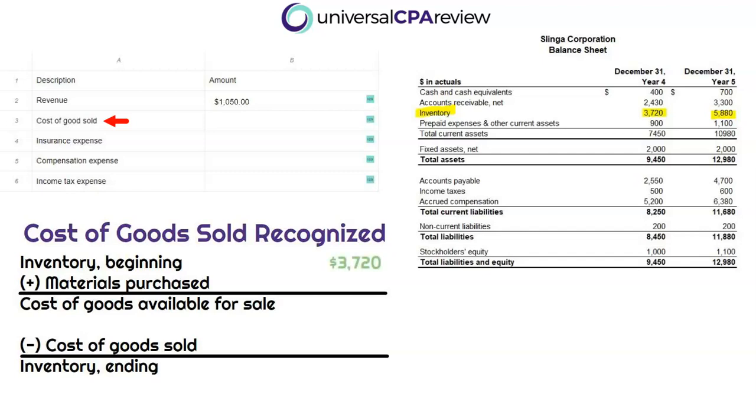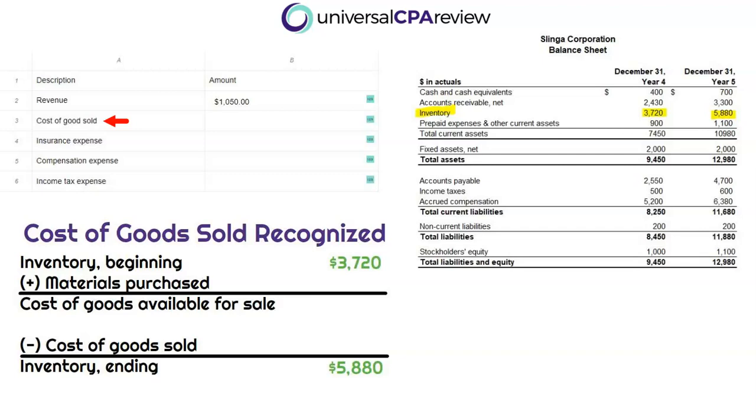So the beginning balance, which is the end of year 4, was $3,720, and then the ending inventory balance was 5,880. Now, when a company purchases materials from suppliers that are intended to be used to make inventory that would be sold, well, that's going to increase our inventory balance, right? We're capitalizing that into inventory until we sell the product. And so we need to get to that cost of goods available for sale number.